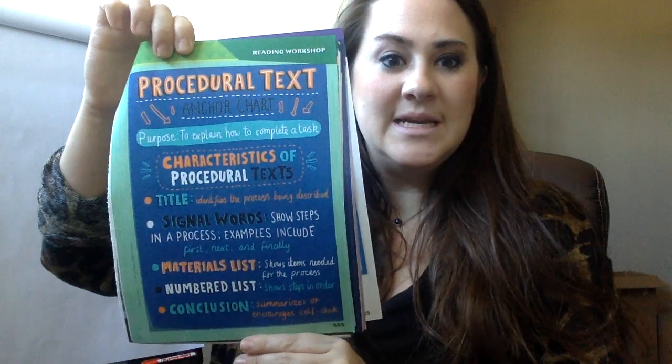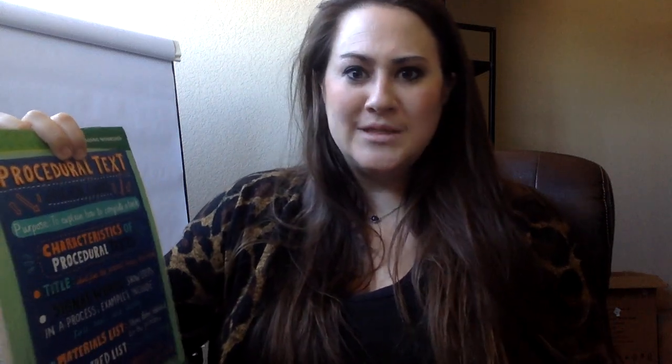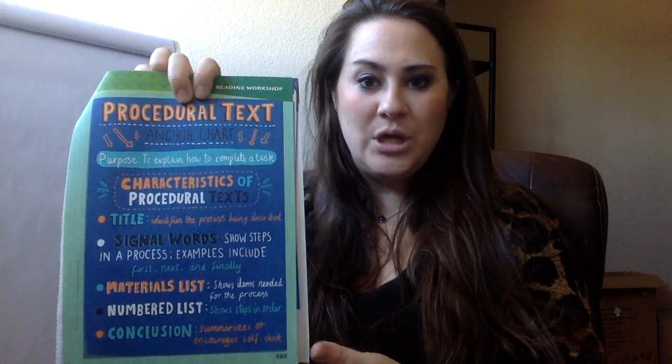Procedural text, if you turn to page 505, is explained in this anchor chart. Procedural text is generally when you see steps for something. Think of a cookbook or even how to set up a science experiment. You have signal words such as first, next, second, third, finally. It's giving you things in order. The purpose of procedural text is to teach or identify a process of something being described to you.